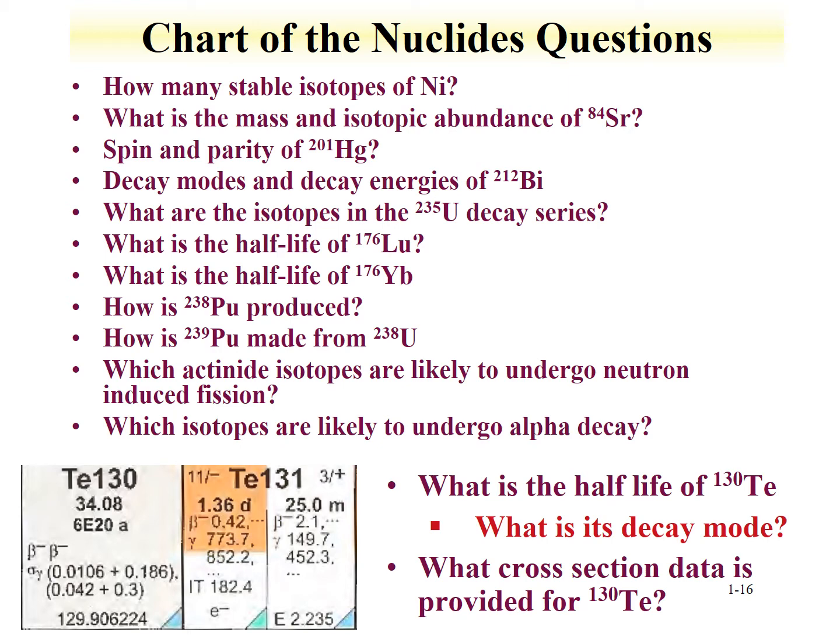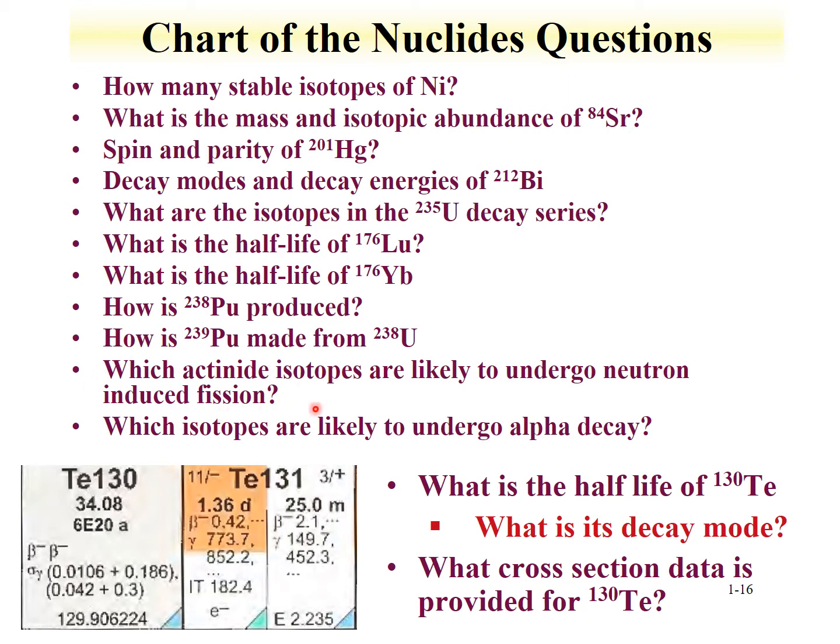What are the isotopes of a given series? The front part of the chart of the nuclides has information on the decay series. What are the half-lives of given isotopes? Lutetium-176, ytterbium-176. How is plutonium-238 produced? How do you make plutonium-239 from uranium-238? We've actually discussed these in the previous lecture, but you should be able to look at the chart of the nuclides and figure that out.